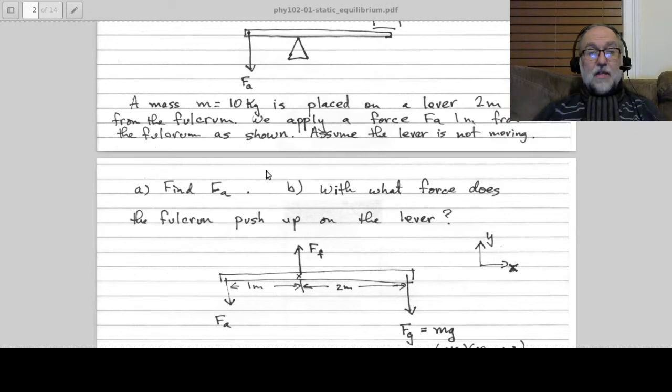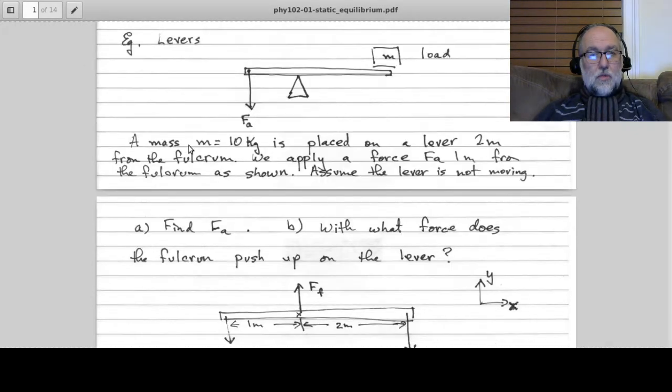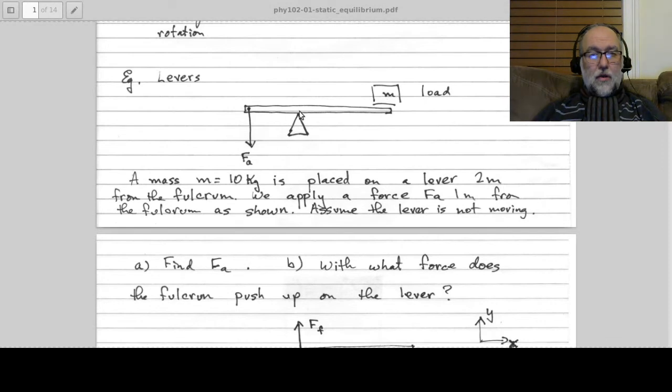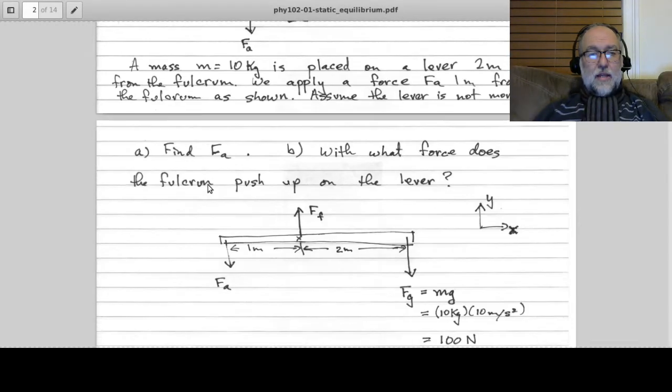Obviously the fulcrum here is pushing up on that lever. That's what's holding the lever up. So not only am I applying a force, but the fulcrum must be applying a force up. Otherwise, just imagine removing that fulcrum, the whole thing would just flop over, it would just fall. So I want both the applied force and the fulcrum force.